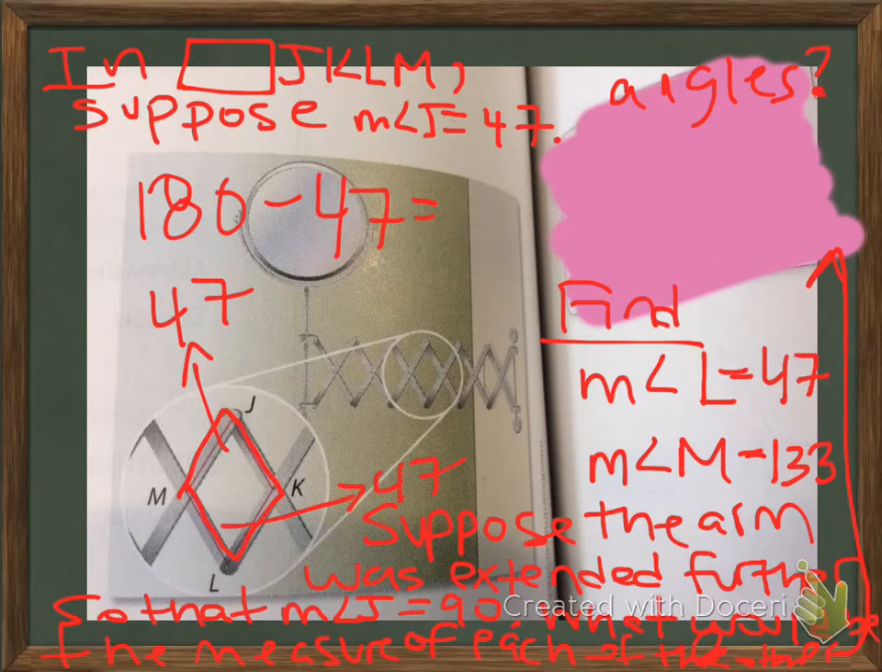Now, it's asking us, suppose the arm of this mirror was extended even further so that angle J is 90, what would the measures of each of the other angles be? Well, that would make all the other angles 90, as the last property has stated.